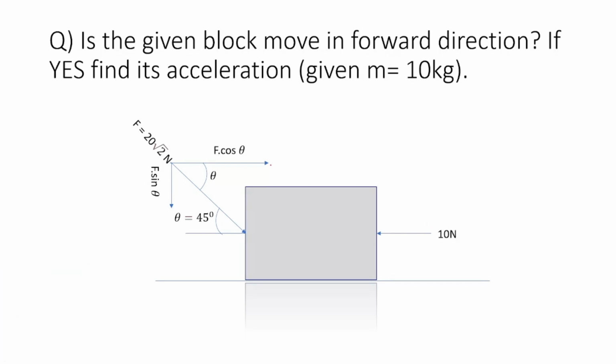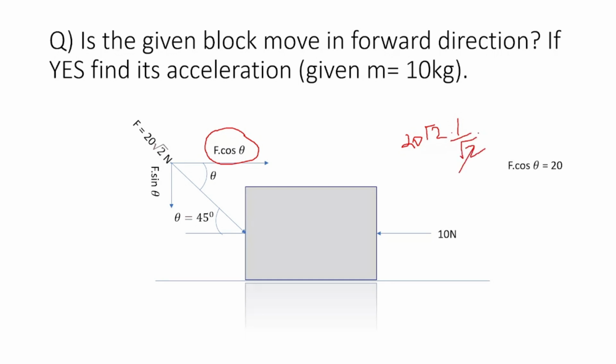So F cos theta is equal to F, and F is 20 root 2. So here you can see 20 root 2 multiplied by cos theta, and this theta is 45 degrees, so we can say cos 45 degrees, which is equal to 1 by root 2.